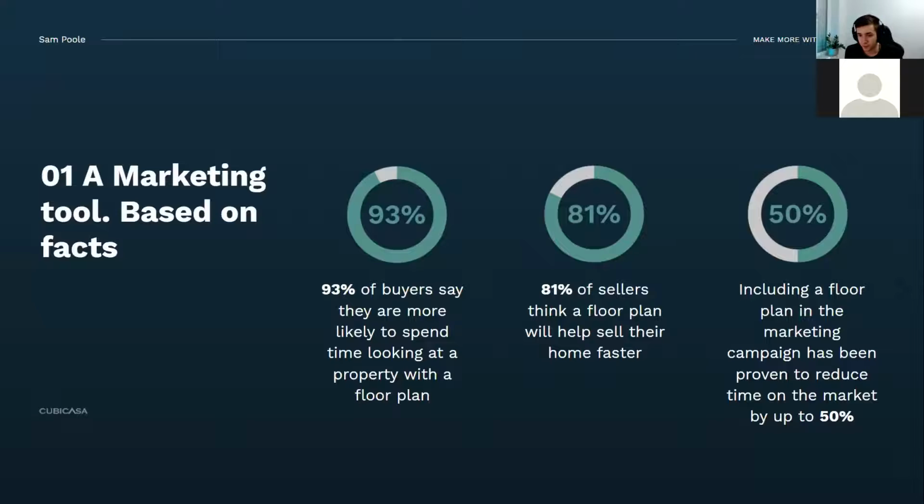Including a floor plan in the marketing campaign has been proven to reduce the time on the market by up to 50%. Once again, this is a really big topic. So we can see that it does physically help reduce time on market, which sellers are happy about, the real estate agent is happy about, and the buyer of the home will be happy for finding their new home.